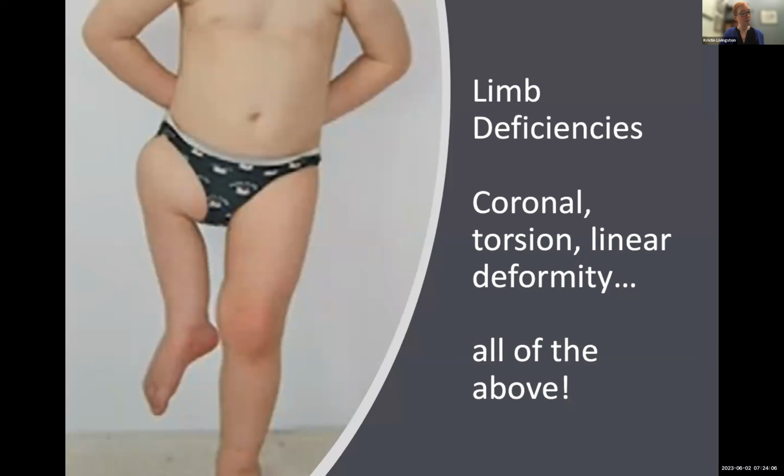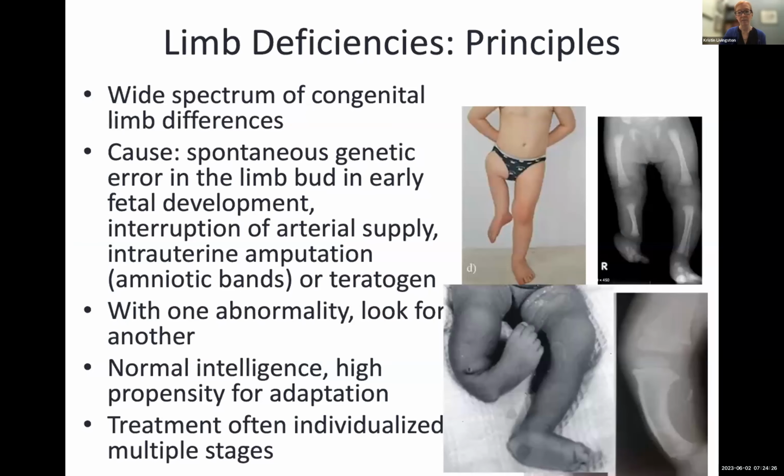And then the last topic that I'll hit on is the limb deficiencies. This is a huge category, and it's very complex. It involves coronal and torsional and linear deformities, so all of the above. And these can run from relatively mild problems to huge problems requiring limb salvage or amputation. But the basic principle here is that it's a wide spectrum of congenital limb differences. The cause is often unknown, but is usually presumed to involve a spontaneous genetic error in limb bud development in early fetal development.